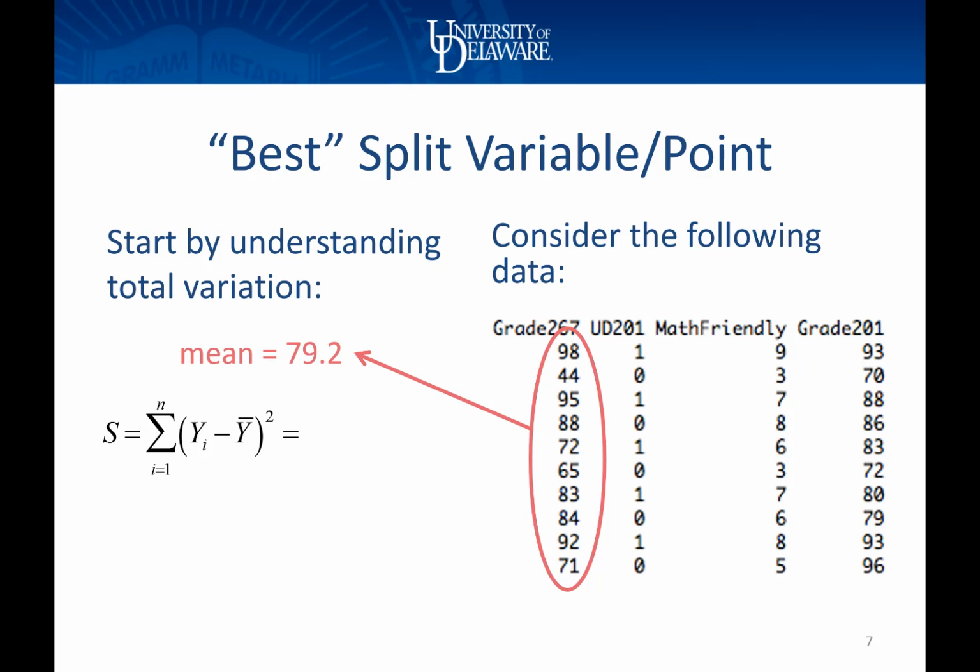And we've seen this calculation before. It's part of the variance calculation. It's the sum of squared distances between each item and the mean. For this data set, that would mean taking 98 minus 79.2, which is the mean, and squaring it, and adding 44 minus 79.2 squared, and so on, for all 10 observations. And we'll get this number, 2441.6. This is the total variation in the data set.